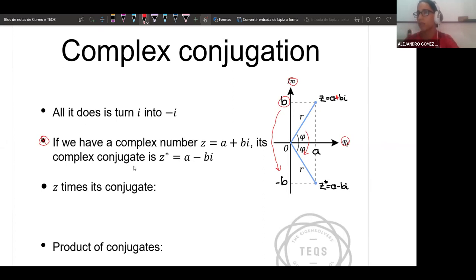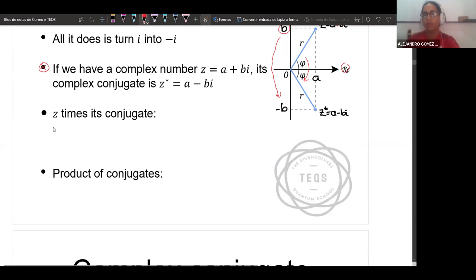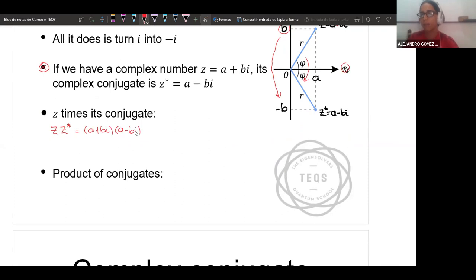Now, what happens if we multiply a complex number by its conjugate? Let's make this multiplication. z times z conjugate: a plus bi times a minus bi. Again, we have to distribute the terms of the sum. So a squared minus abi plus abi minus b squared times i squared. These two terms cancel, and we get a squared minus b squared i squared, but i squared equals minus one. So we get a plus sign.